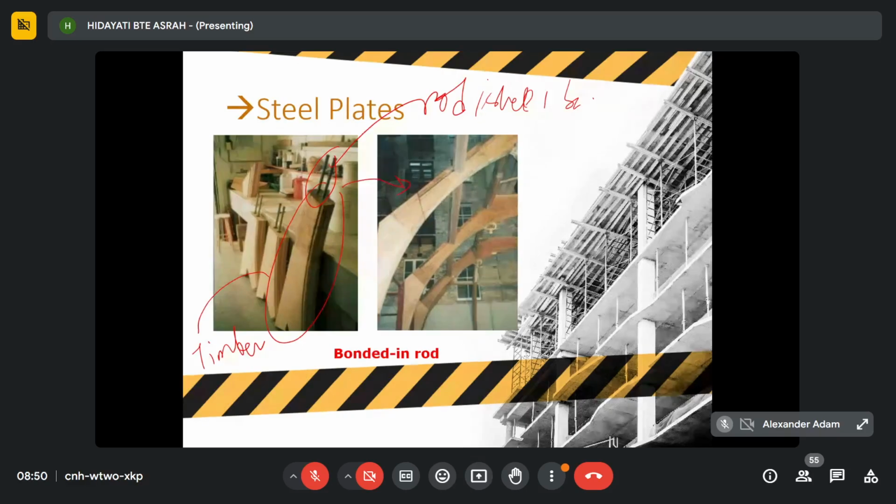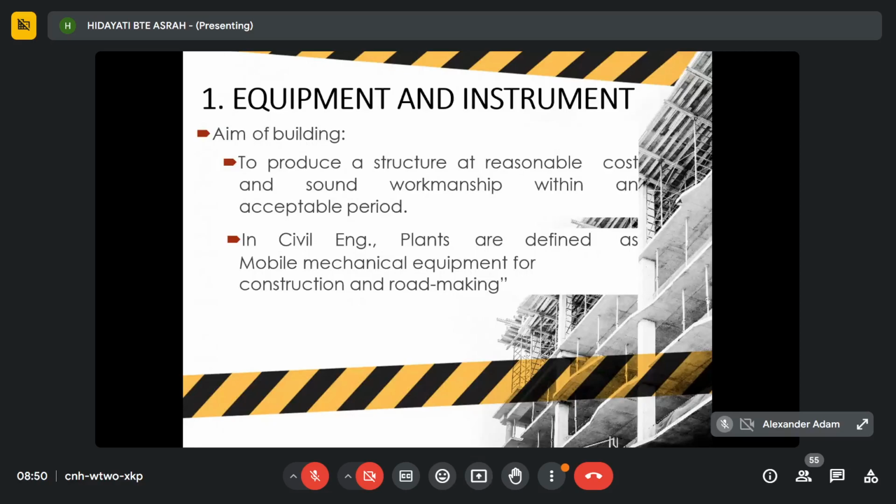So this one is equipment and instrument. The aim of building construction is to produce a structure at a reasonable cost. You want to construct a structure, but you have to check whether the cost is reasonable or not. Workmanship must also be sound, and the construction must be completed within an acceptable period. So that is the aim of building.